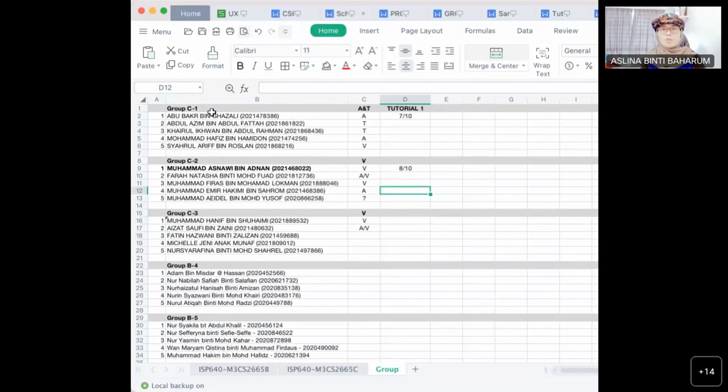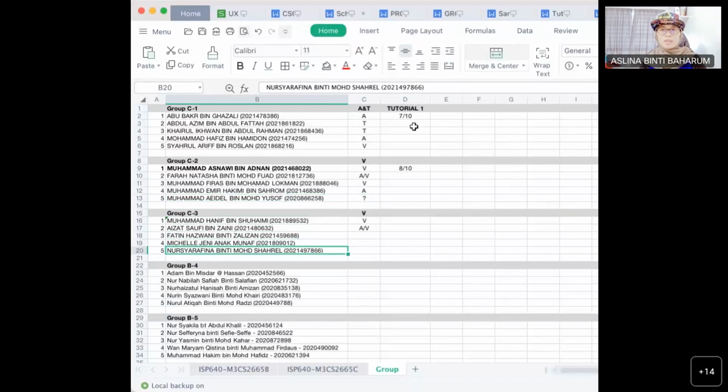Okay, group C1 semua orang complete submission your introduction, congratulations. Group C2 missing satu, Adil. Adil, you need to submit your self-introduction. Nanti boleh tanya kawan-kawan, self-introduction tu apa? Just 1 page untuk pengenalan siapa diri anda. Macam tu lah, self-introduction. So, dia je belum dapat. Group C3, 2 orang je baru submit, Hanif dengan Aizat. Fatin, Michelle, Fina belum lagi hantar kan? So please submit your self-introduction in your WhatsApp group.